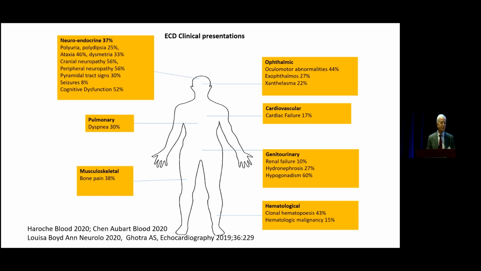And over the years, the work of many investigators in this room and elsewhere has shed some light on the type of cells that cause this disease. And that's my mission today, to kind of explain, where did the cells come from that cause ECD? Well, they come from the bone marrow.